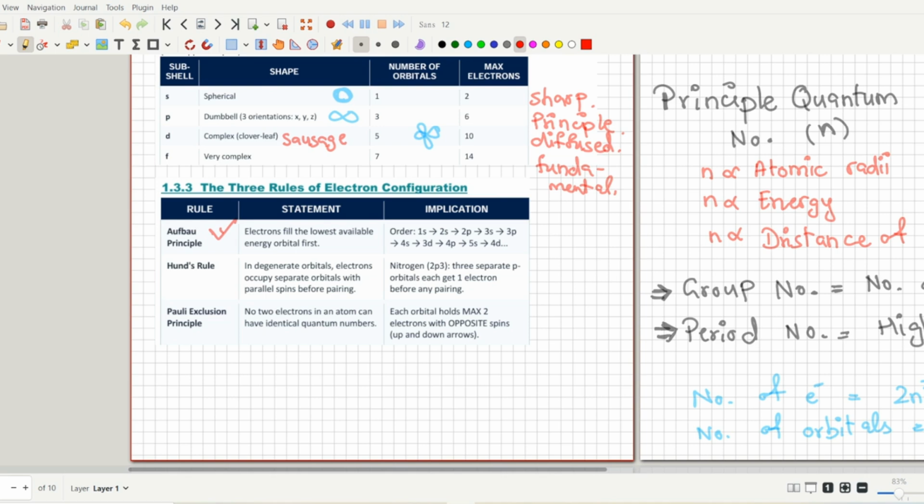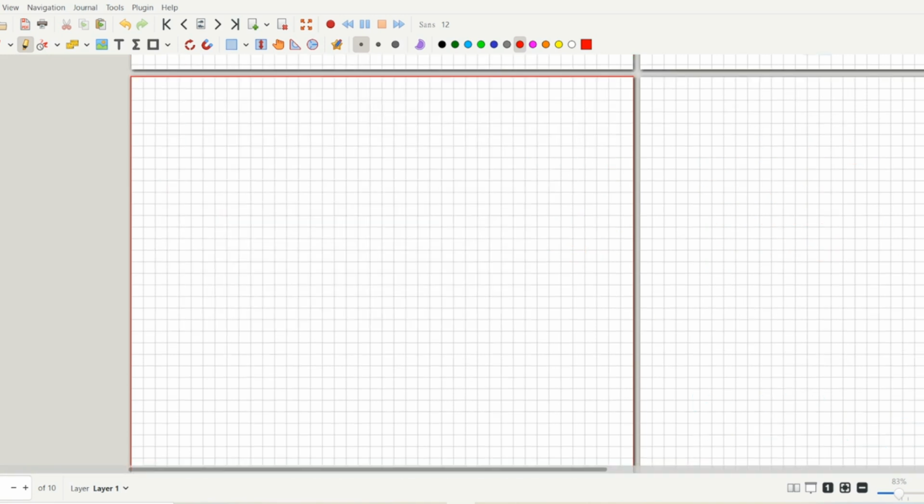So let me write it down for you. In the excited state, it is not applicable. Okay, so that is an exception. So let's discuss the Aufbau Principle here. For example, if you have n values of 1s, 2s and 2p, how can you memorize the energy levels? So first of all, the general rule is n plus l.